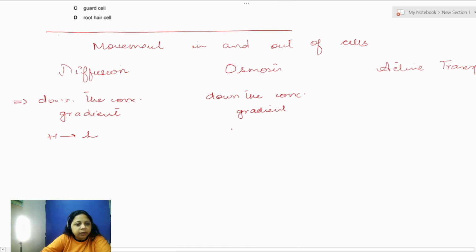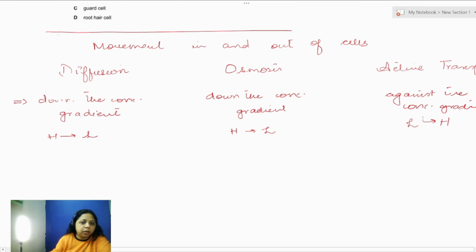And what about active transport? So we say it is against the gradient, against the concentration gradient. Is membrane involved in these three? Here only a membrane is involved. In the other two, membrane is not involved. So it is through a partially permeable membrane.